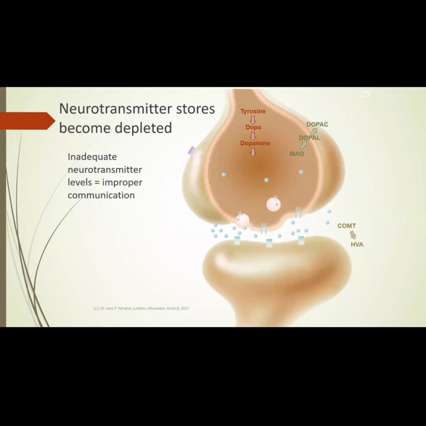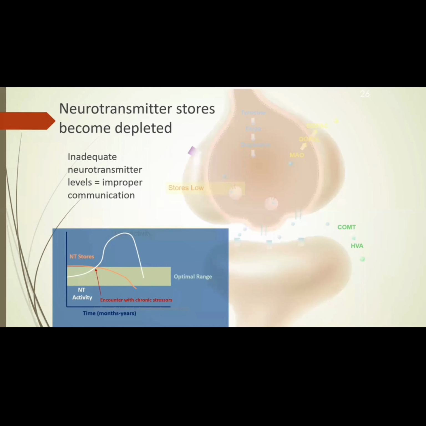When the neurotransmitter stores become depleted, there's not enough neurotransmitter in the synapse to carry the messages. The low activity gives you improper communication, and that's where the symptoms occur. And by the way, notice the timeline: months or years. This is when you get the symptom development.